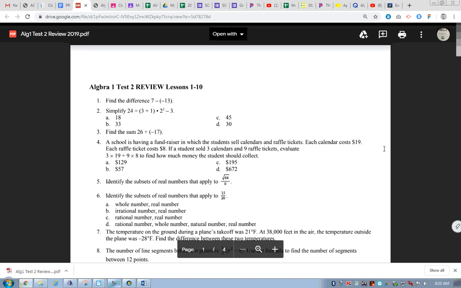Algebra 1, Test 2, Review, which covers lessons 1 through 10. We just did a grade log, so we know which ones we need to do probably the most. Seems like question number 6 showed up the most.